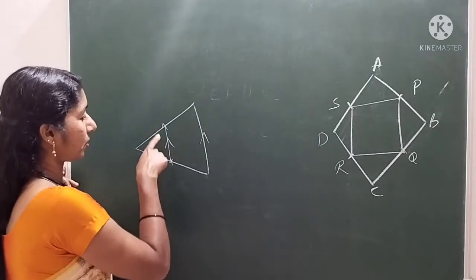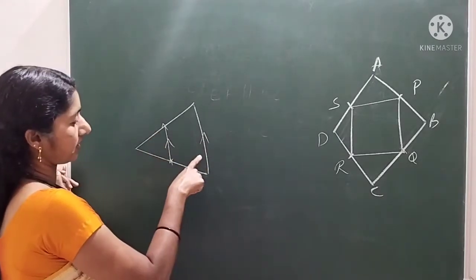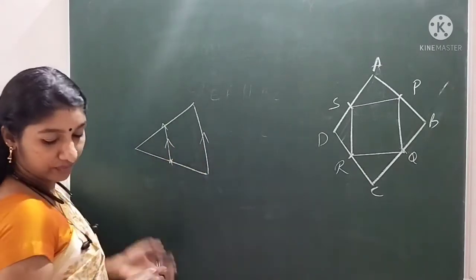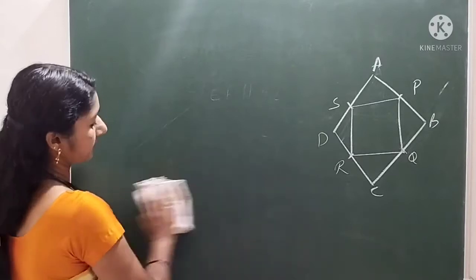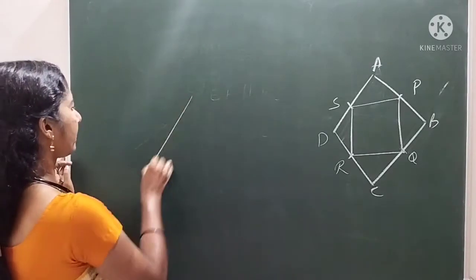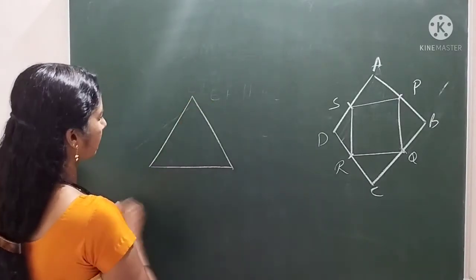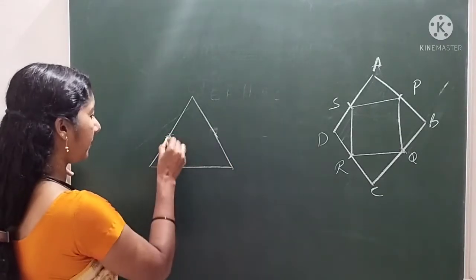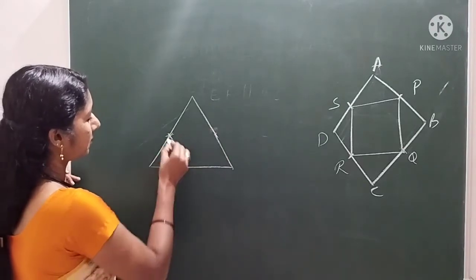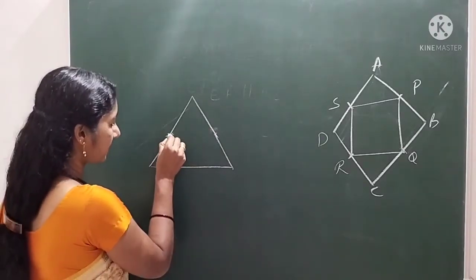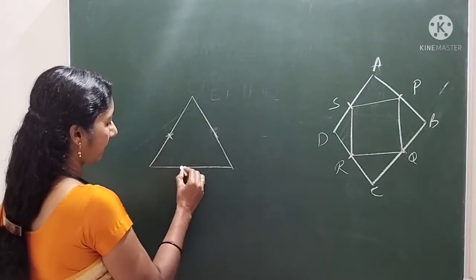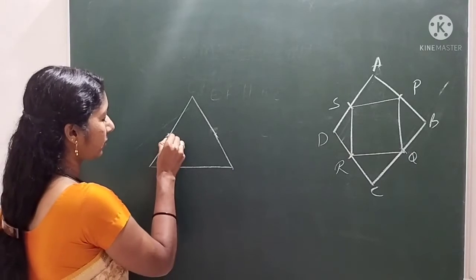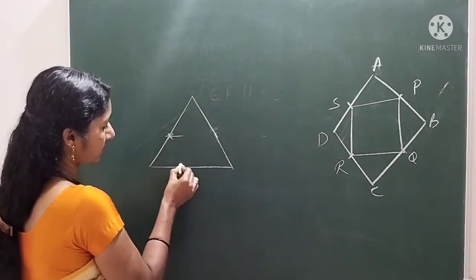That means the line segment joining the midpoints and the third side of the triangle will be parallel, and also this is half of the third side. Okay, this is the midpoint theorem. Its converse will come like this. In a triangle, if you take the midpoint of one side and draw a line from this midpoint parallel to the second side.